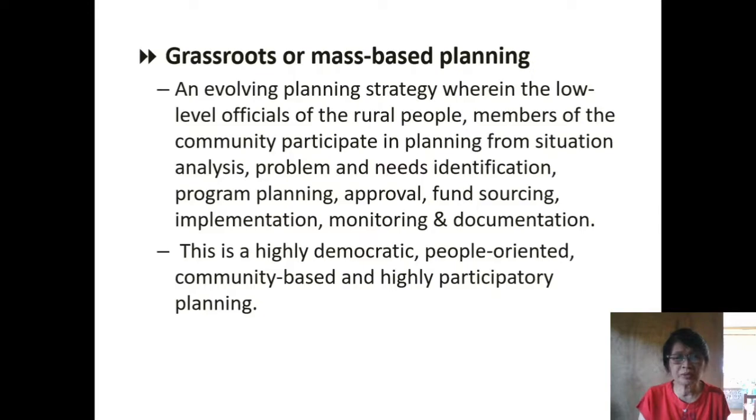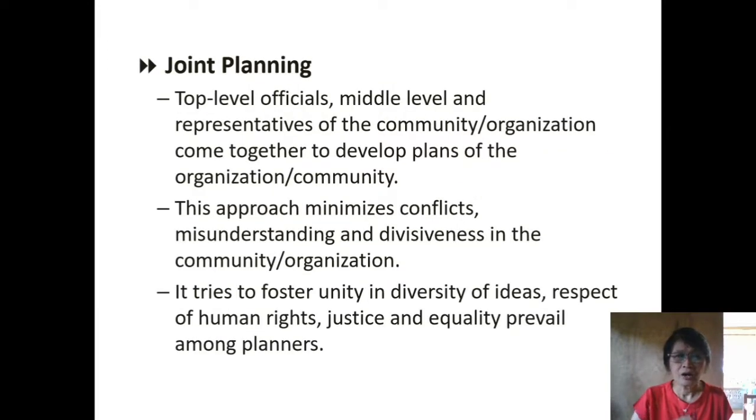If this will be the only approach that we're going to use, there are advantages and disadvantages as well. So try to weigh. On the other hand, the third approach of planning is joint planning. This is where the top level and the grassroots will meet together and develop the plan of the community, of the organization, of the agency, or the association, or the group of people.